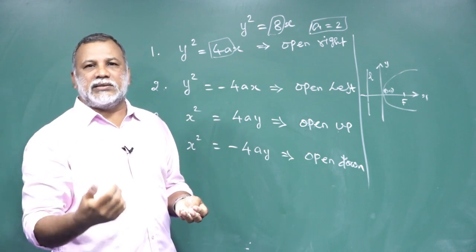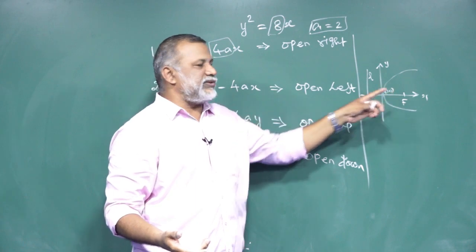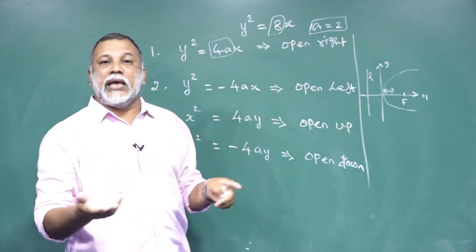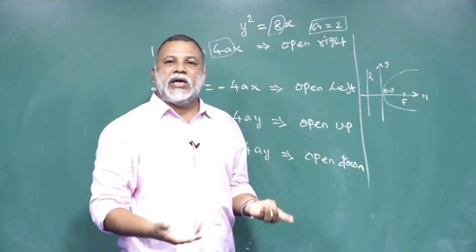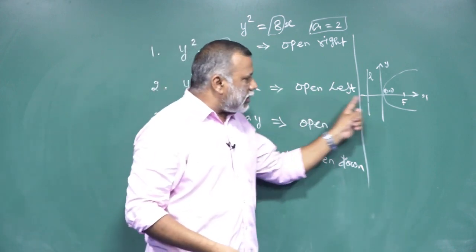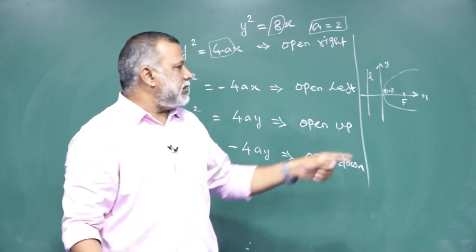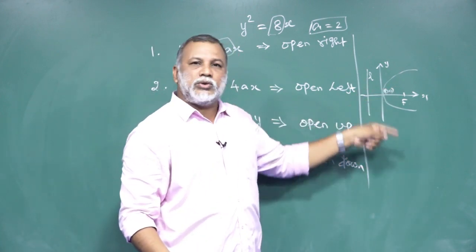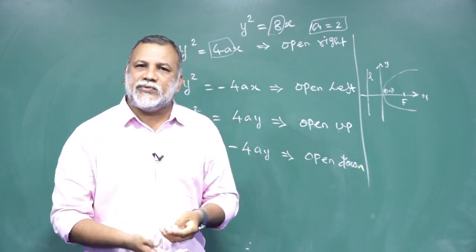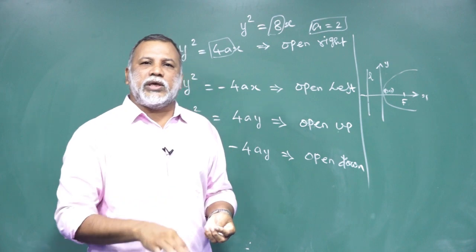For example, vertex. In this question, the vertex is 0, 0. Suppose the focus is asked. Then what is the focus? a, 0. Here a is 2. Therefore, we can say 2, 0 is the focus. Like this, we are able to work out the axis. What is the meaning of axis? Axis of symmetry. See, this diagram is symmetrical about the x-axis. That is, the axis of symmetry is called the axis of the parabola. So, x-axis. Its equation is y equal to 0.